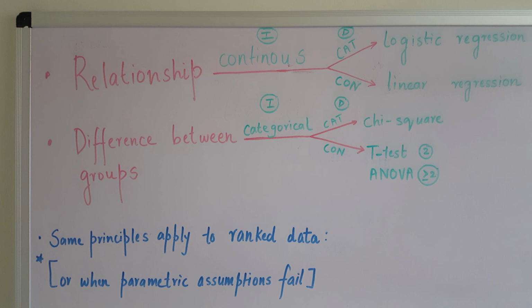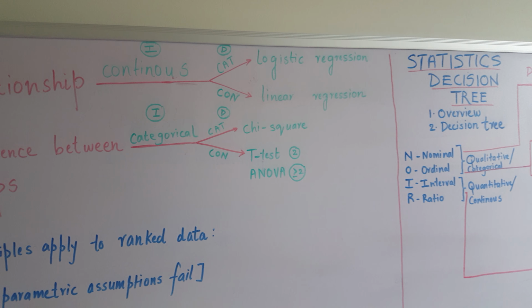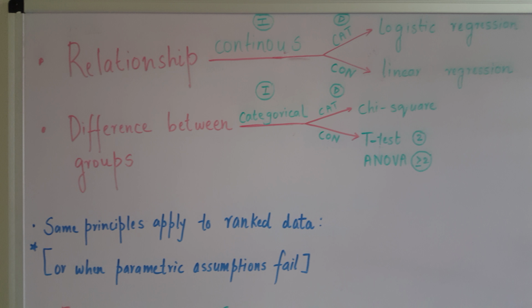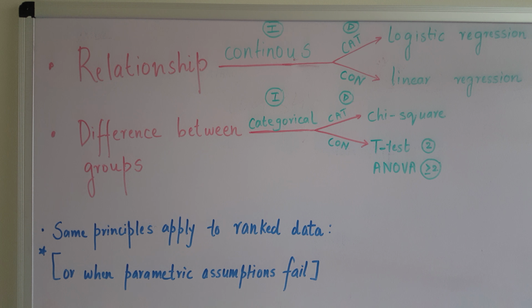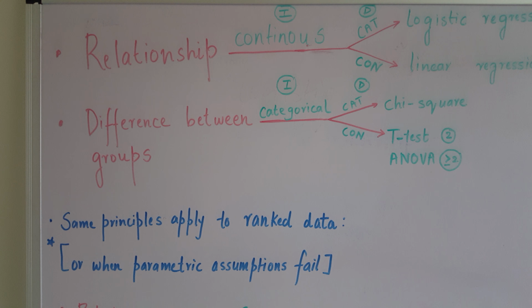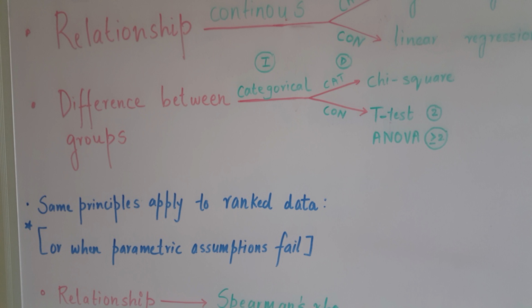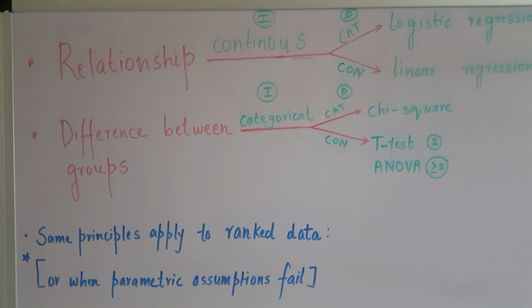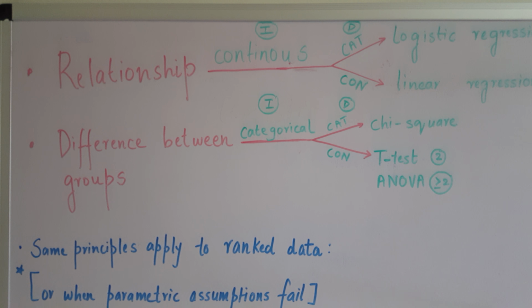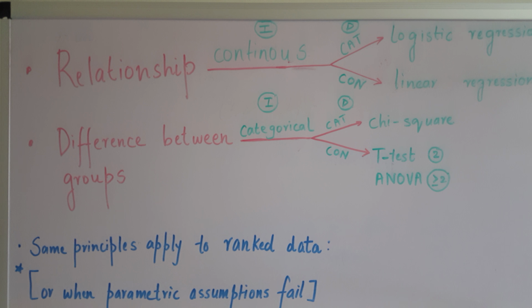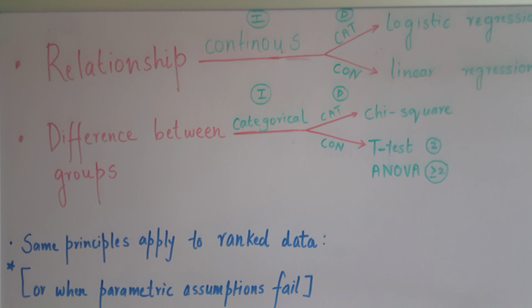Now the same principles apply to ranked data or ordinal data like we had previously discussed, or when your parametric assumptions fail. So parametric tests are basically those in which you have information about the population, and therefore you can make an estimation, and then you go on to apply your t-tests or ANOVA tests. But let's say you do not have any information about the population and hence you cannot make any assumption. Then you move on to perform one of your non-parametric tests, such as those that we are going to discuss.